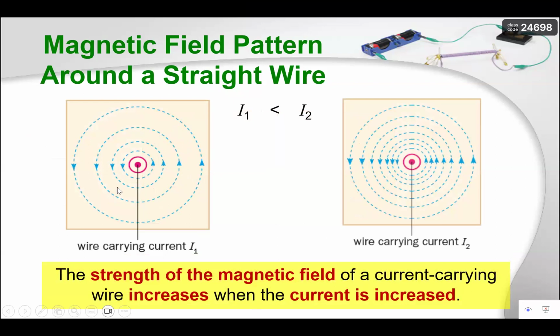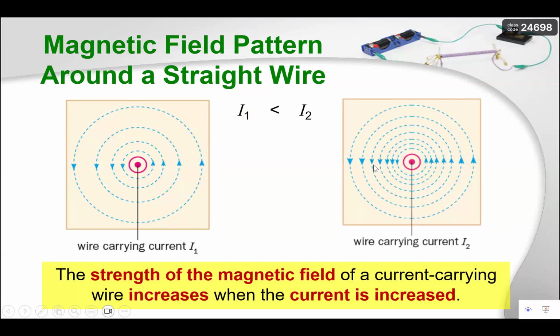Okay, next. You can take a look at this picture. Both of them have the current coming out of the paper. I see the arrow tip out of the paper. So both of them have their magnetic field in the anti-clockwise direction by the right-hand grip rule. But what I can conclude from these two magnetic field diagrams is that the magnetic field for I2 is closer compared to the magnetic field of I1. When the magnetic field lines are closer, it simply means that the magnetic field strength is stronger.